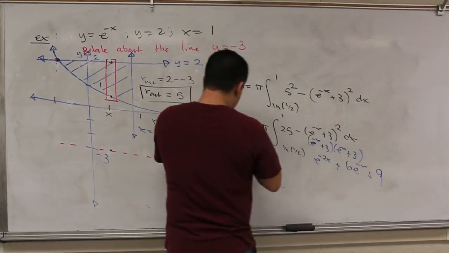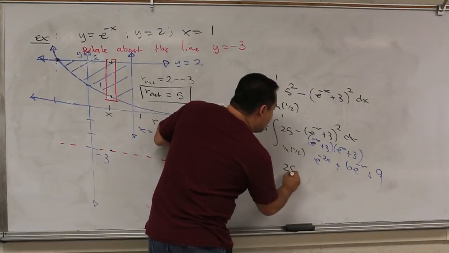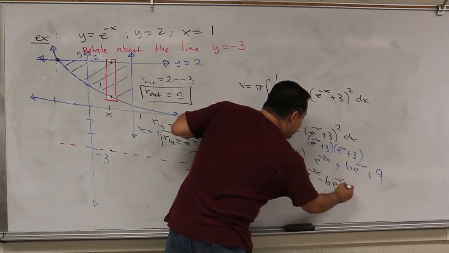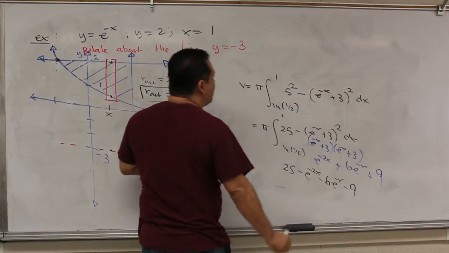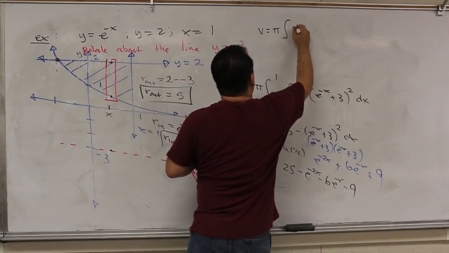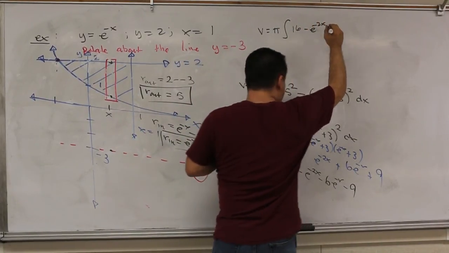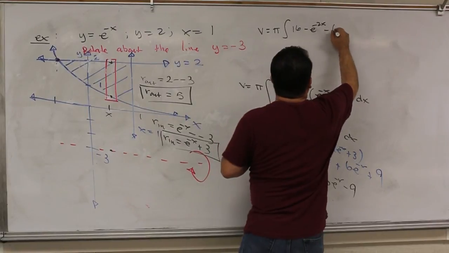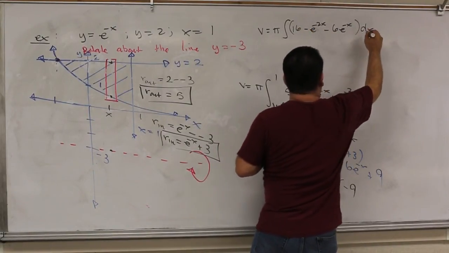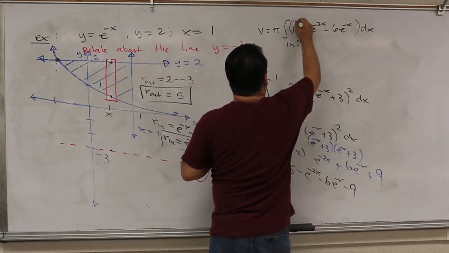So, let's see, we get 25 now minus e to the minus 2x minus 6 e to the minus x minus 9. 25 minus 9, isn't that 16? So my volume is going to be pi times the integral of 16 minus e to the minus 2x minus 6 e to the minus x dx. This is going to be from ln 1 half to 1.